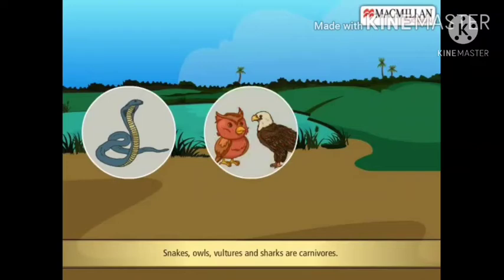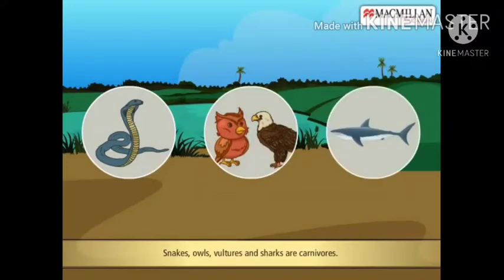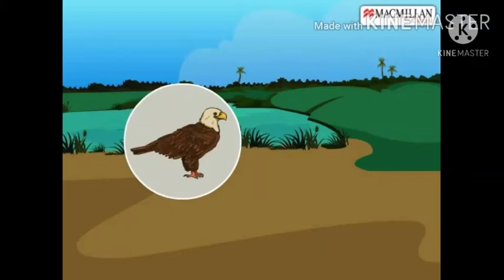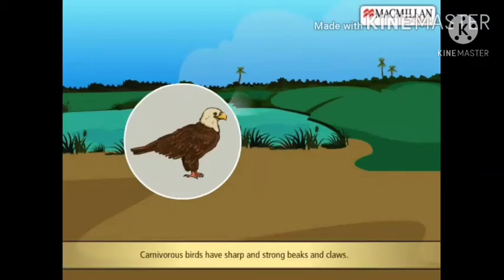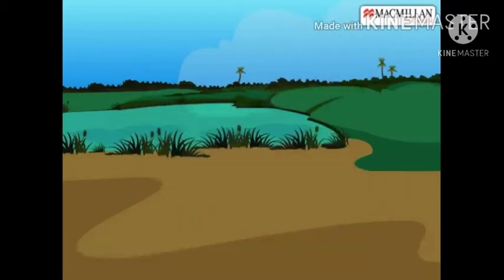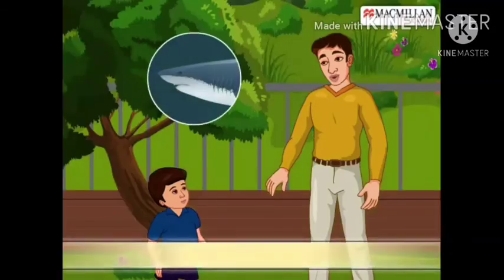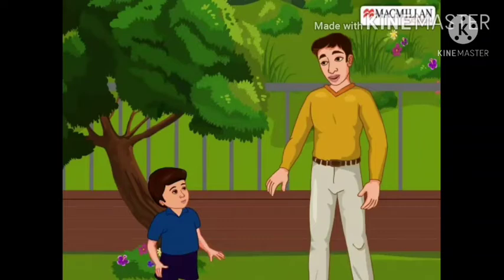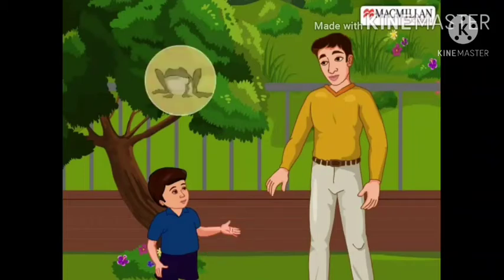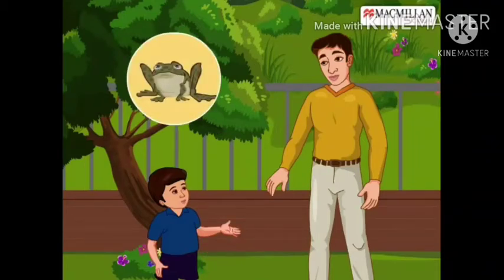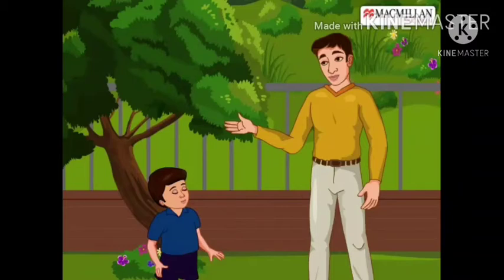Snakes, birds such as owls and eagles, and fishes such as sharks are also carnivores. They eat other small animals. Eagles eat fish and monkeys. These birds have sharp and strong beaks and claws. Snakes eat mice, frogs, and birds. Sharks eat other fishes and have sharp teeth. And also, many insects eat other small insects. Wow, Dad! Frog is also a carnivore. It eats insects. Good, Rohan.